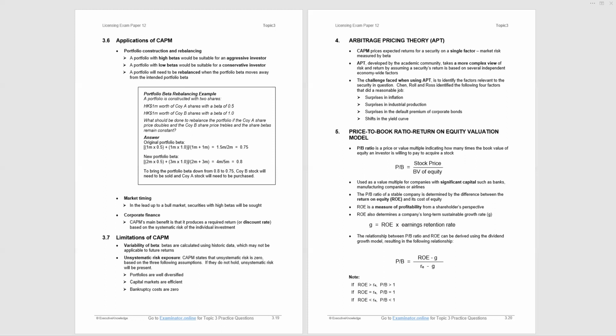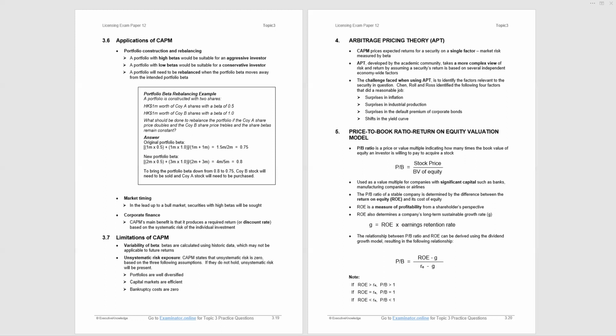Now it's used as a value multiple for companies with significant capital on their balance sheet, such as banks, manufacturing companies, or airlines. The price to book ratio of a stable company is determined by the difference between the return on equity and its cost of equity. So the higher your return on equity compared to the underlying cost of equity, the higher the price to book will be. If you were to think about investing in property, the return on equity is the rental yield on the market value of the property, and the cost of equity would be the mortgage rate, for example. Well, the higher the yield, then the higher the price of the property.